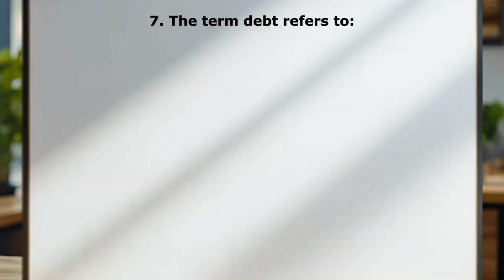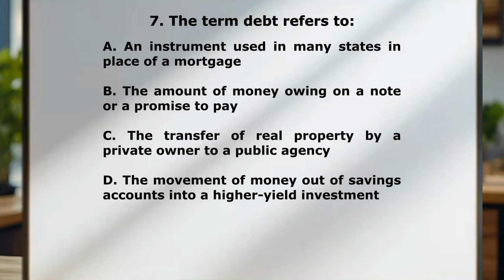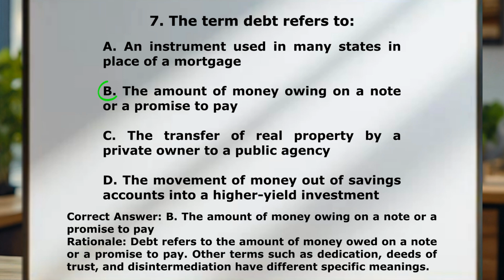Question number 7. The term debt refers to A, an instrument used in many states in place of a mortgage. B, the amount of money owing on a note or a promise to pay. C, the transfer of real property by a private owner to a public agency. D, the movement of money out of savings into a higher yield investment. And the correct answer here is B, debt refers to the amount of money owing on a note or a promise to pay. So with this question, once again, if you know the definitions of certain words, you're going to be able to answer this question pretty easily.